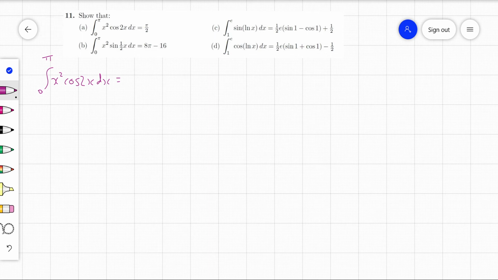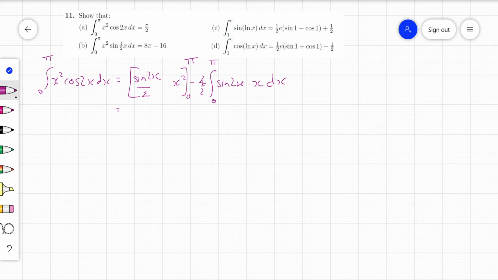So cos 2x we know goes to sine 2x but divided by 2, and then we're going to keep the x squared minus. So we've got the sine 2x over 2, and now we're going to differentiate the x squared, so it becomes 2x. So I'm going to put the 2 out the front and just have the x there. Okay, and we're still doing 0 to pi. So I'm going to do 0 to pi here.